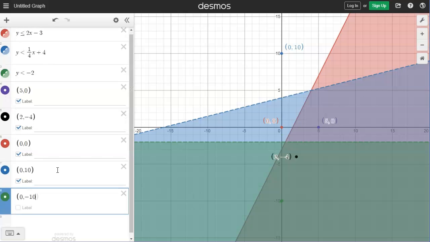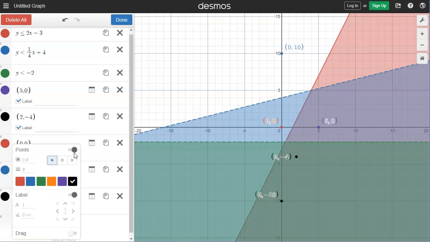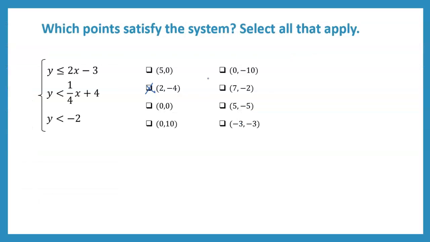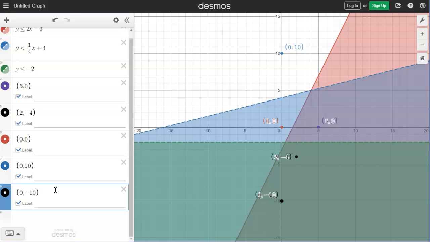Okay, let's type in our next one. 0, -10. That one's a little bit hard to see because they made it green. We could actually change the color if we want. I'm going to change that to black so we can see it. 0, -10 is down here. It's below all 3 of these lines. So yes, 0, -10 works. Let's mark that one. 0, -10. Okay, we have 3 more to go.